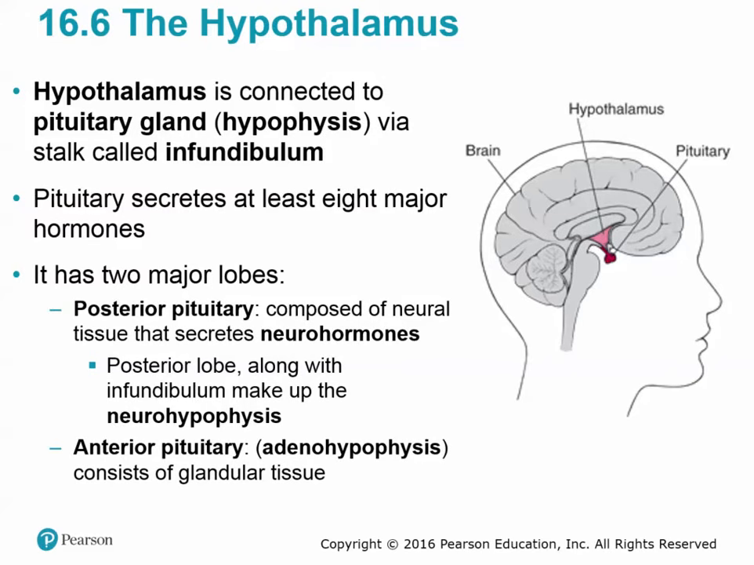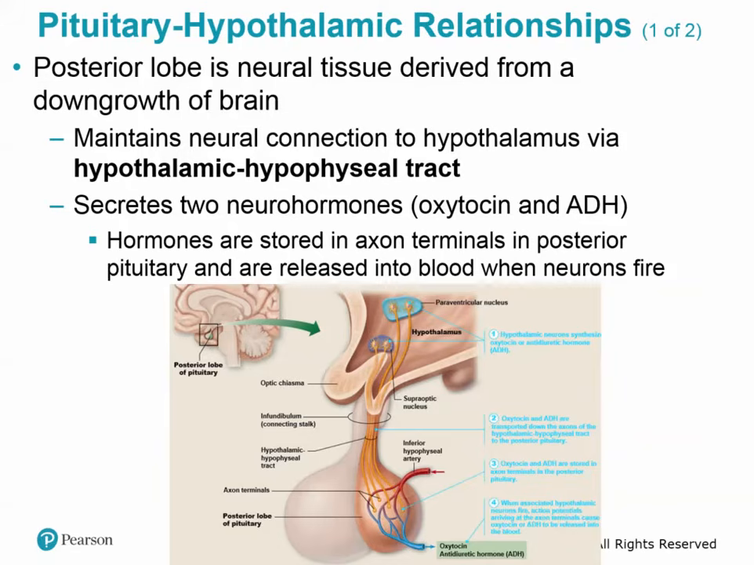The 2 major lobes of the pituitary are the posterior pituitary, which is going to be composed of neural tissue, and the anterior pituitary, which is going to consist of glandular tissue. I said the posterior lobe is actually neural tissue derived from a growth, an outpocketing of the brain. Right? As you see, I have this neural connection here. It maintains this neural connection to the hypothalamus via the hypothalamic hypophyseal tract. Say that 5 times fast.